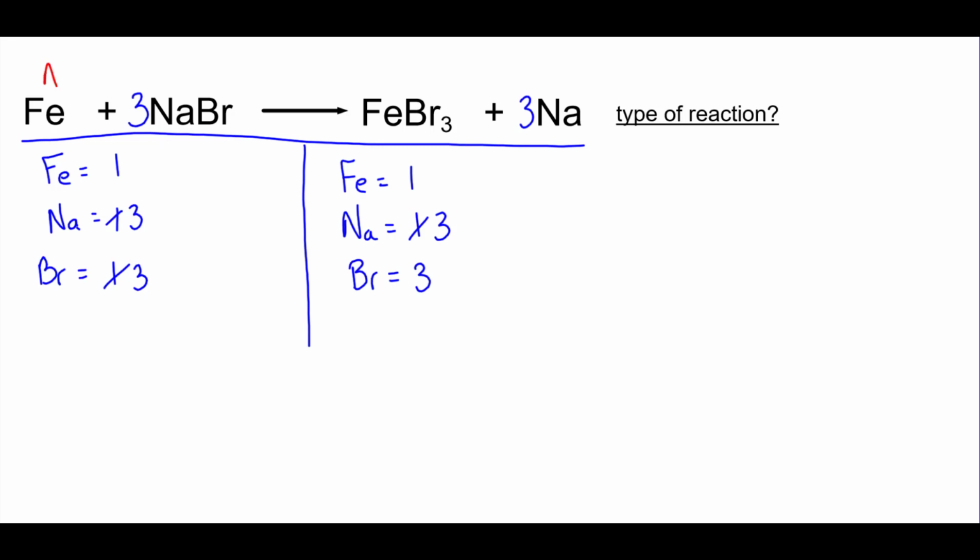Now for the type of reaction, we have A, and then this is a different substance, BC, and we end up with A attached to C, and then B is off by itself. So this is a single replacement. And if you've got that, let's move on.